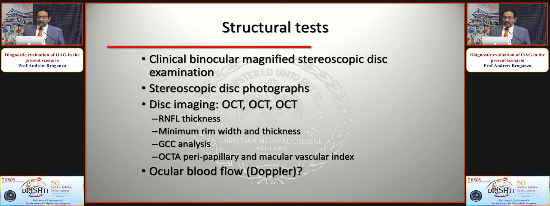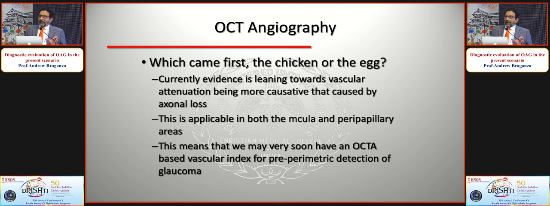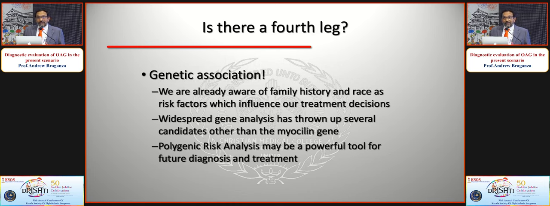The important thing about OCT is that instead of just looking at the retinal nerve fiber layer thickness, which is what we do right now, we also have minimum rim width and thickness. We have the GCC analysis, which has been fairly promising, but most promising to my mind is the OCTA-based blood flow. And the question in this is, which came first, the chicken or the egg? Currently the evidence is that we are leaning towards a more vascular mechanism of damage in glaucoma than structural damage.